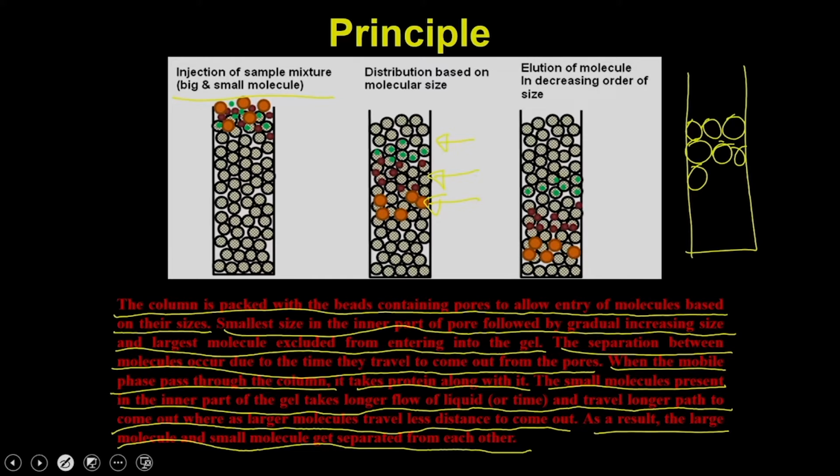In the beginning, the molecules are present at the top of the column. Once they travel throughout the column, they get distributed as per their molecular sizes and fill different areas of the beads. Then once you flow the mobile phase, the proteins travel along with it, and that is how the orange will come first, the red will come later on, and the green will come toward the end. That is how all these molecules are going to be separated from each other.